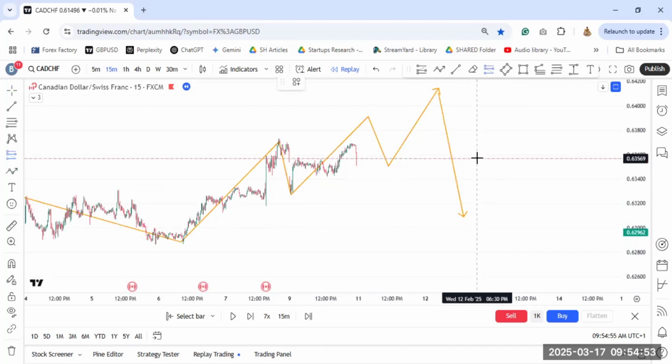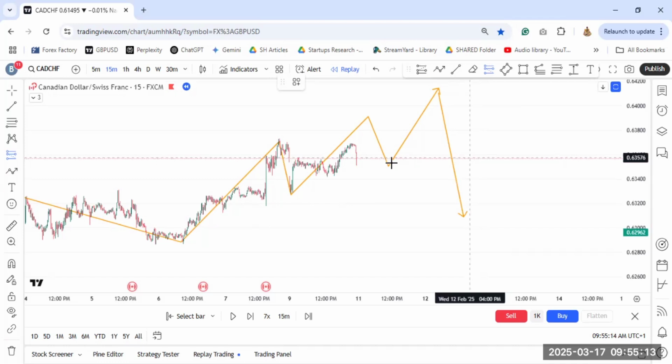If you don't know what pending orders are, there are different types of pending orders: buy stops, sell limit, buy limit, and a lot of them. I have made videos about them. The video should appear at the top right hand corner right now.